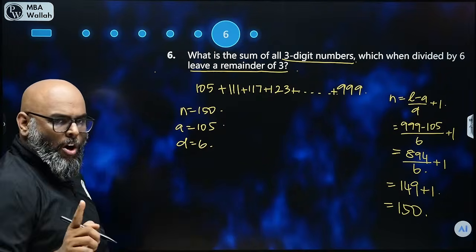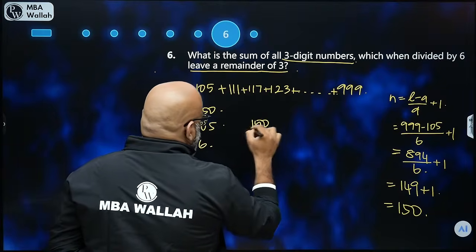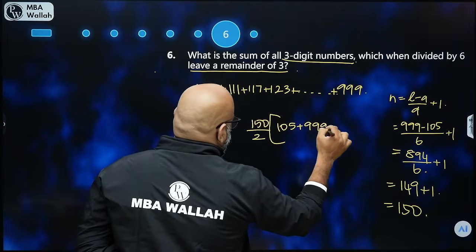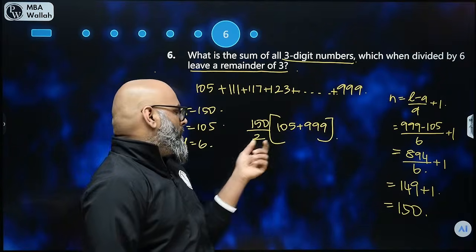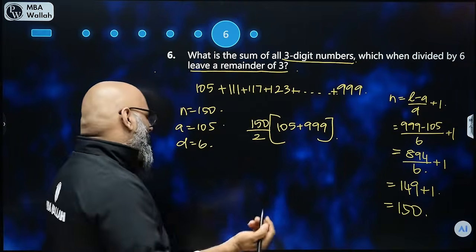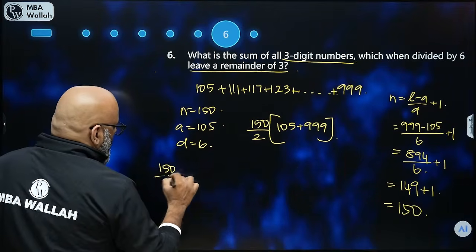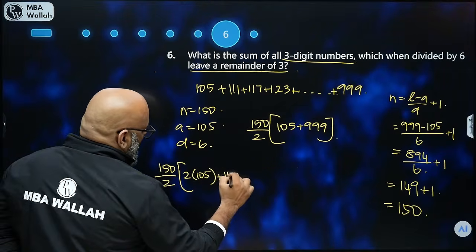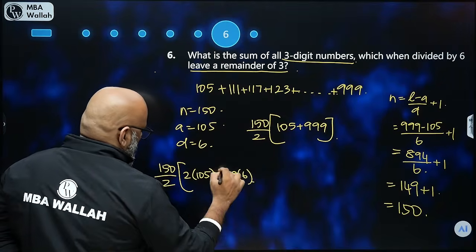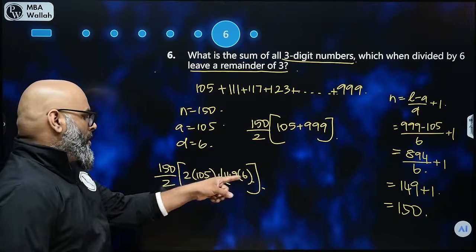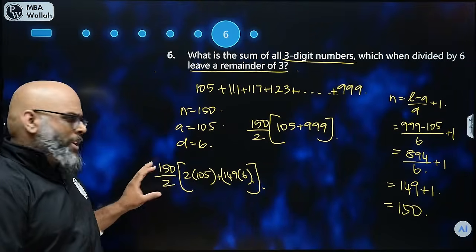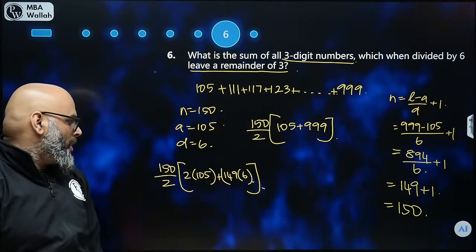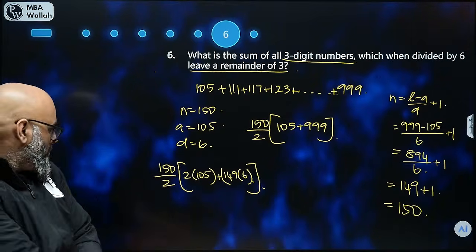I can substitute this, or I will simply say 150 by 2 into 105 plus 999. First term plus last term by 2 into n, or you can also do 150 by 2 into 2 into 105 plus 149 into 6, that is n by 2 into 2a plus n minus 1 into d. You can do this or that. Both of this will come to the same value, so you don't have to really worry about that, right? Any doubts?